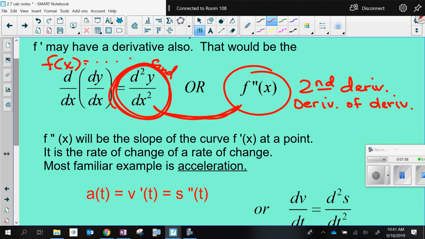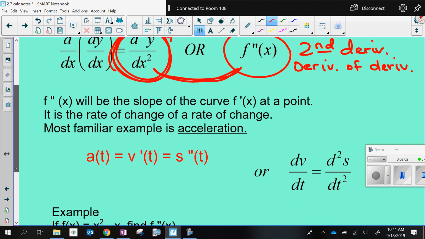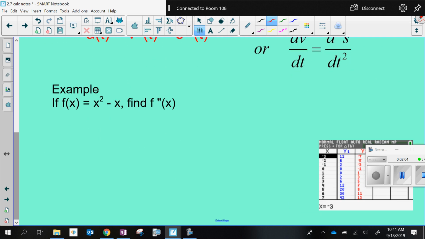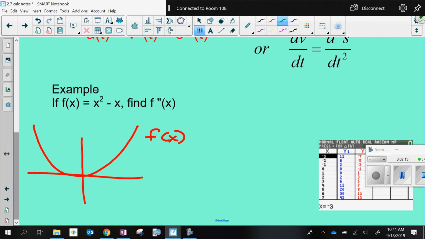So f double prime will be the slope of the f prime. Say you had f of x looks like this. What do you think f prime of x is going to look like? A line. Good job, Francis. It's going to be something like this. If you don't know that yet, you will get there.